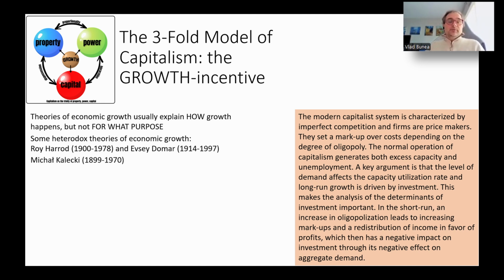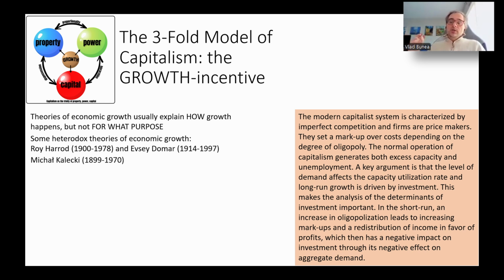Michal Kalecki, another famous economist, has a different approach to growth. So he thinks that the model capitalist system is characterized by imperfect competition, and the firms are the price makers. They set the markup, also known as a profit margin, over cost, depending on the degree of oligopoly. An oligopoly is when there are very few sellers of the same product on the market. So you may think of Google as an oligopolist. The normal operation of capitalism generates both excess capacity and unemployment.